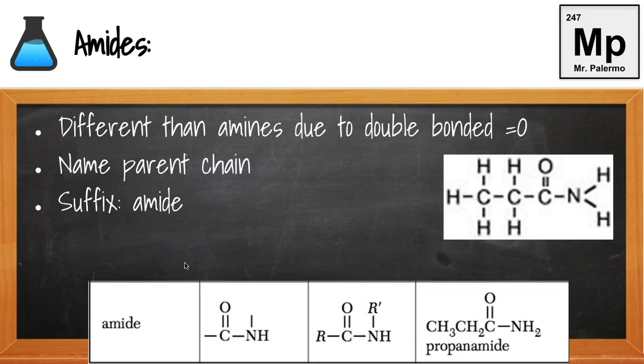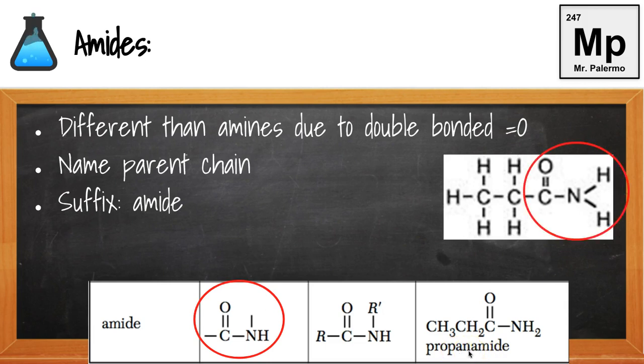Lastly, we have the amides. The amides are different than the amines because they have a double bond to oxygen as well as the nitrogen in their functional group. Looking at the ending, the suffix, it is amide, and so propanamide, we have 1, 2, 3 carbons. 3 carbons is the prop, and that's where that's coming from.